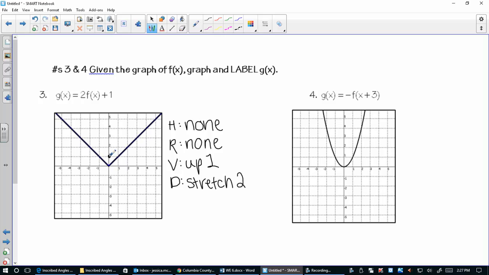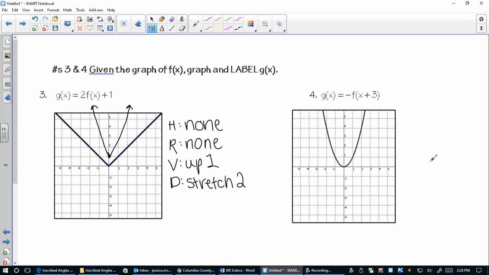The stretch isn't going to affect the point, so this is going to be my final point here. I know a stretch is going to stretch it vertically, so it's going to make it more narrow. So to graph that, I'm just going to take this graph we had and sketch that just a little more narrow than it was. And that is it.